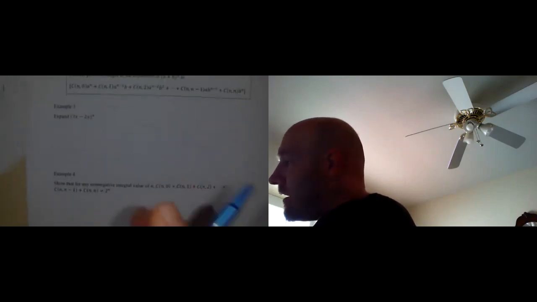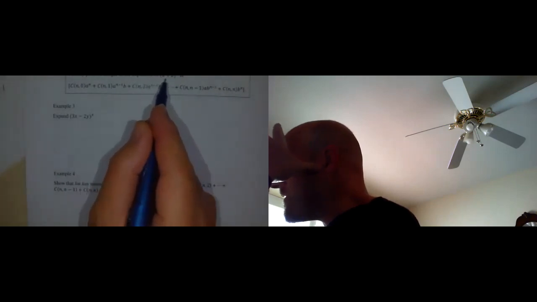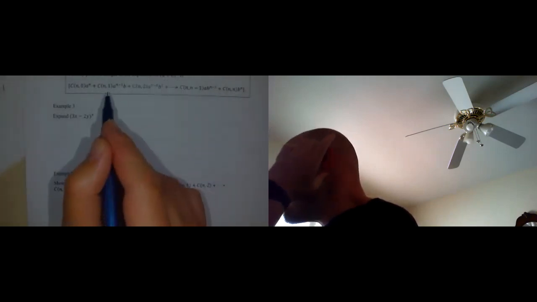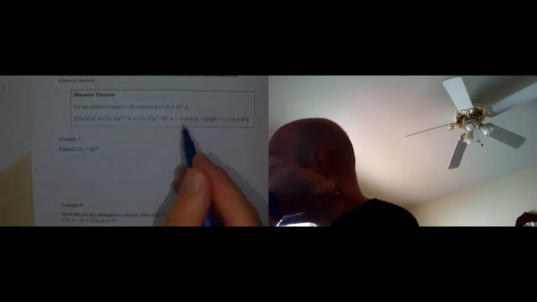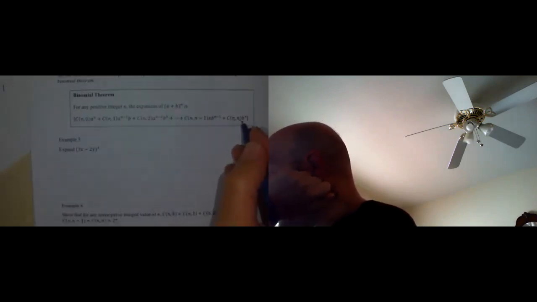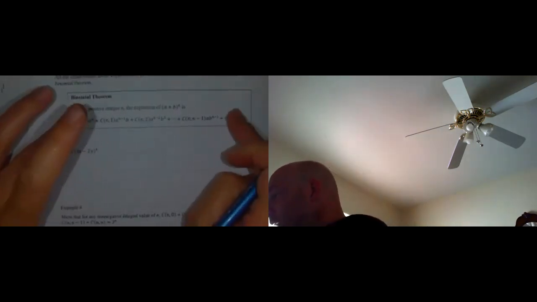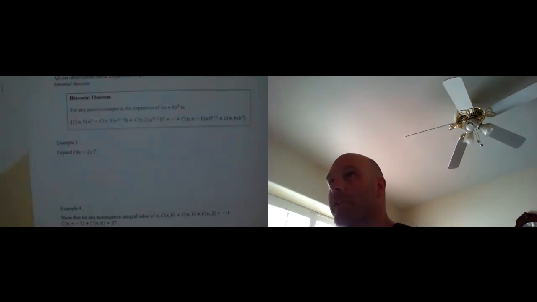Here it is all summed up for you. For any positive integer, the expansion of (a + b) to the nth is given by, and they have a dot, dot, dot in the middle, so don't get lost. We start with C(n, 0), whatever power we're taking it to. We end with C(n, n). Those two things will be the same. These two things will be the same. It is symmetric like that.